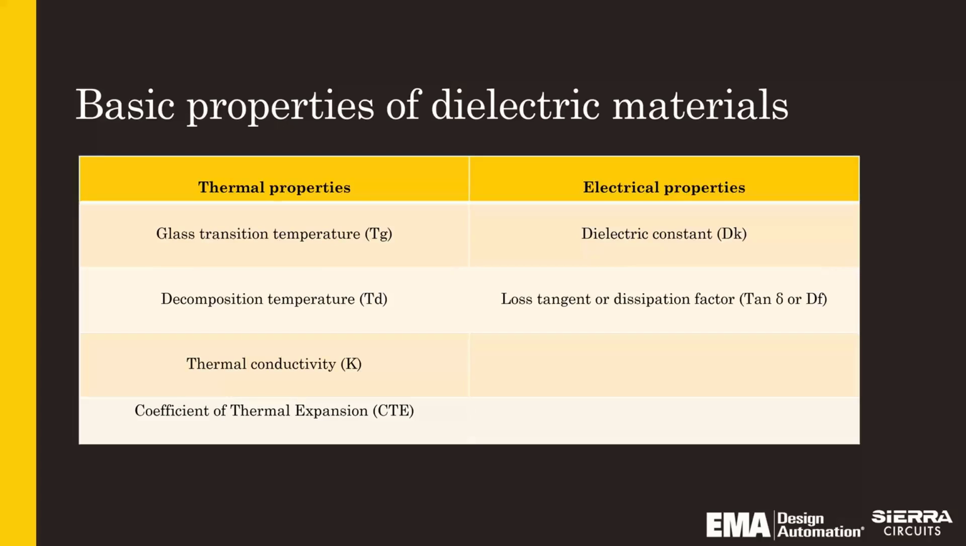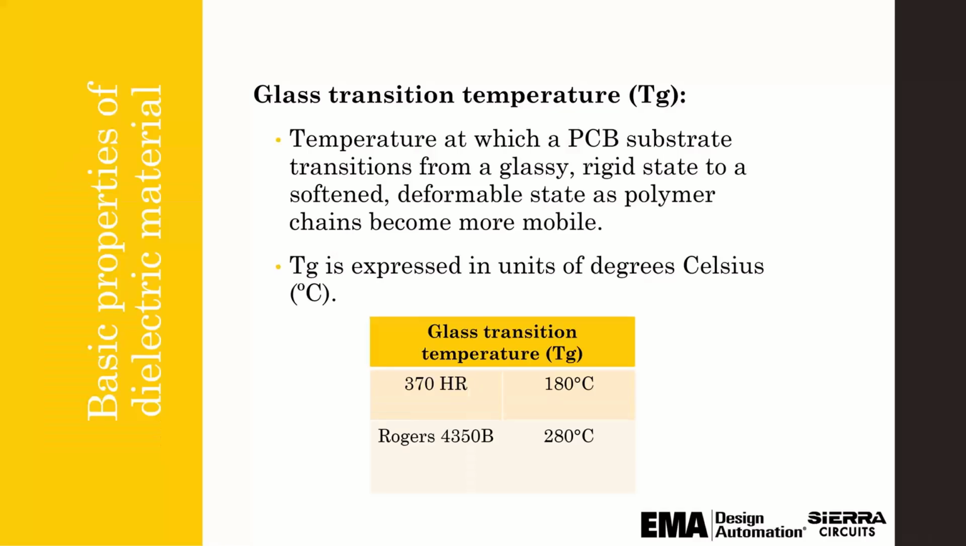So each material itself has thermal properties and electrical properties. So when you're picking a material, kind of the first consideration is, what are the actual properties of the material. You should definitely not stop there, but this is a good place to start. So for glass transition temperature, it's basically where the PCB substrate material goes from a glassy, rigid state to a softened state. So that's important if you're in higher temperature swing applications.